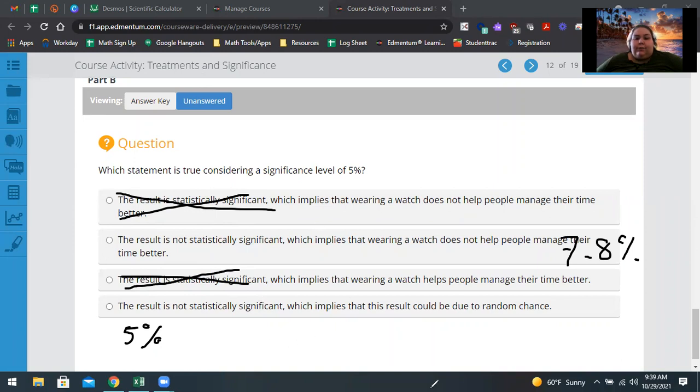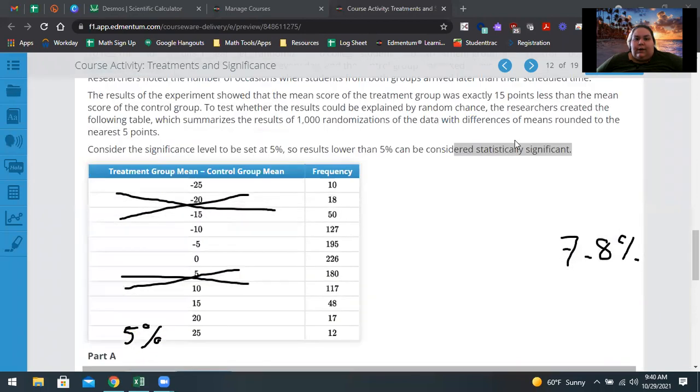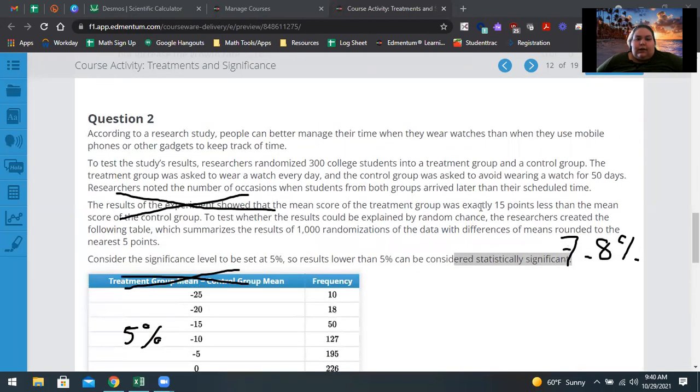So now we have to look at the reason for it. It says, which implies that wearing a watch does not help manage their time better, or it says, which implies the results could be due to random chance. I know I did talk about the concept of how we're testing out if wearing a watch helps you out with time. It hints that this would be the answer. But remember, doing this re-randomization is all on chance.